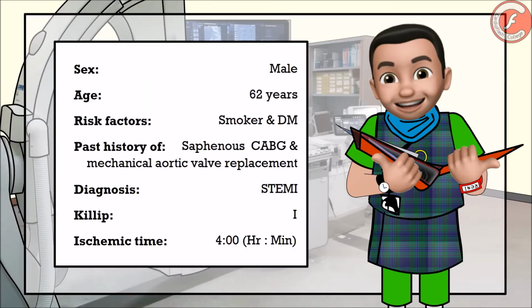This week we have a male of 62 years of age with a personal background of smoking habits, diabetes mellitus, severe bicuspid aortic stenosis treated with a mechanical aortic valve prosthesis replacement, and a single vessel coronary artery disease treated with a saphenous vein bypass to the first marginal branch 6 months ago.